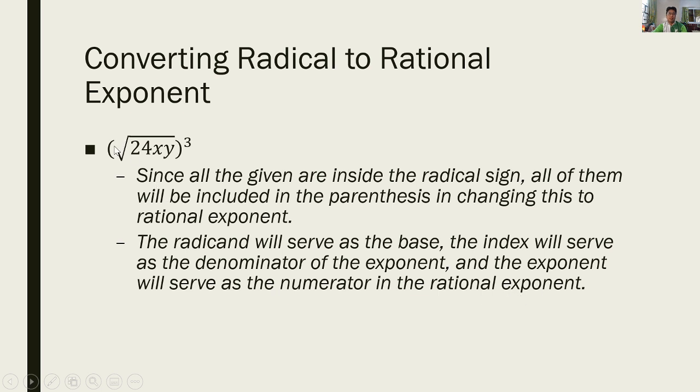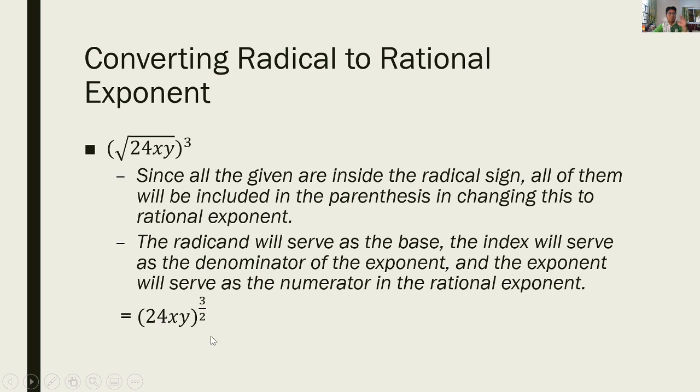Ito yung index natin, sir, walang nakasulat. Ang tawag natin dito is square root. So automatic we have here now a 2. So we simply copy 24xy, that will serve as the base. Yung 2 denominator, yung 3 numerator ng ating rational exponent. This will be our answer. 24xy. Do not forget the parentheses indicating that this all will serve as the base.